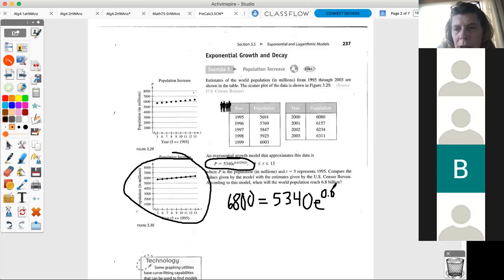And then I would have to use my skills that I learned in the last section, how to get t by itself, because I need to find out what year it's going to reach 6.8 billion. Or actually, what year it did reach 6.8 billion, because this is all in the past, because this is an old book. All right, so what would I do to solve this?